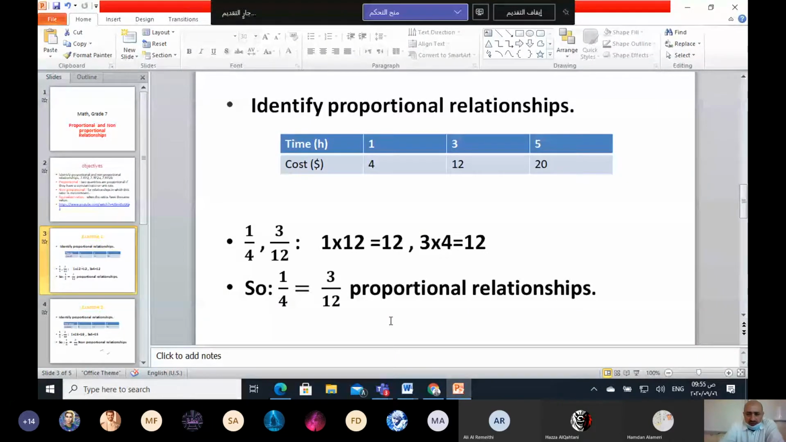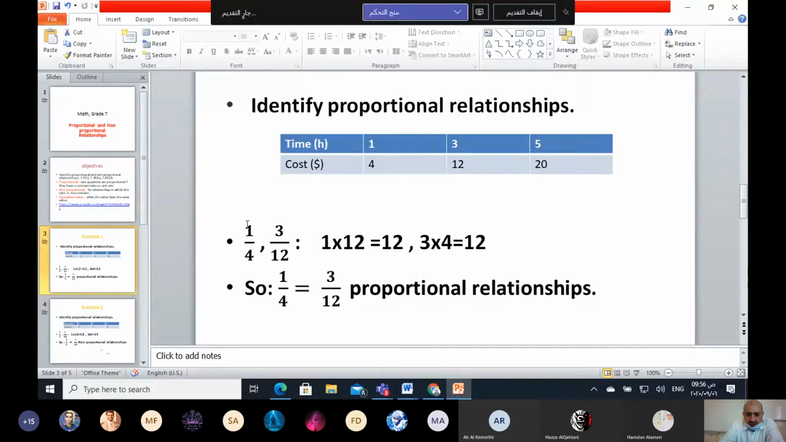I will repeat. How to know if it is a proportional relationship or not? Choose any two ratios inside the table. For example, I will take 1 over 4, and 3 over 12. How to check? If the ratios have the same value, we have equivalent ratios. If we have equivalent ratios, this is a proportional relationship. How to check? Take 1 and multiply by 12. The two sides here.